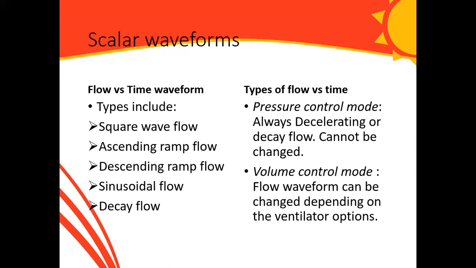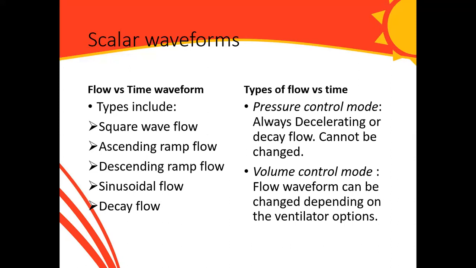If we look at the flow versus time scalar waveform, the flow is on the y-axis, while time is on the x-axis. A flow versus time waveform will give you a square wave. It can be ascending and descending, ascending on the left and descending on the right, so it has a decay flow. But what you get actually depends on the mode, like I mentioned before, the ventilatory mode.